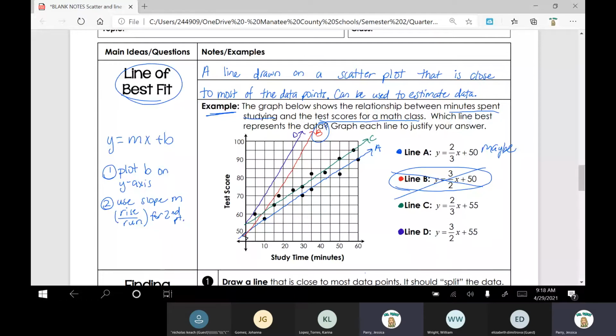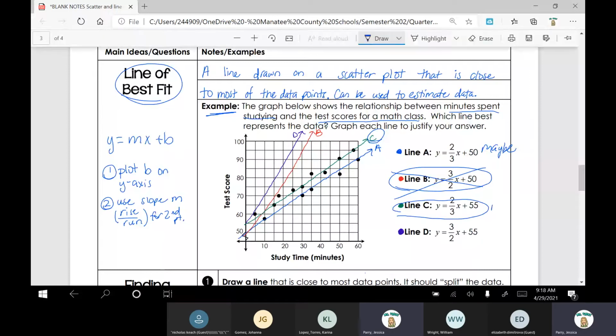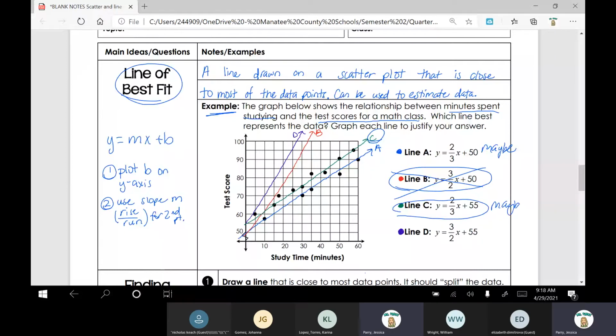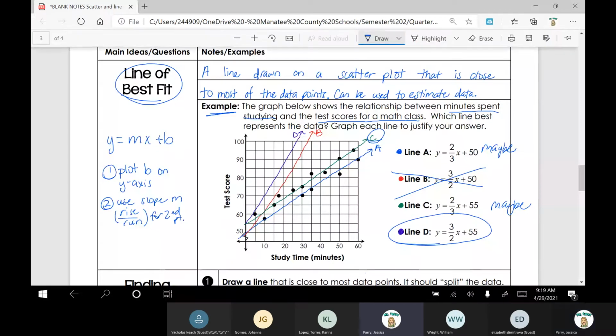Let's look at our next one, C. That's the one in green. You can see there, that one's pretty close to all of our points. So that one's also a maybe. Let's look at our next one, D. That's our purple. Again, that one's off in the middle of nowhere. So that one is definitely not it. It's either going to be A or C. So we can eliminate D because that one's off in the middle of nowhere.